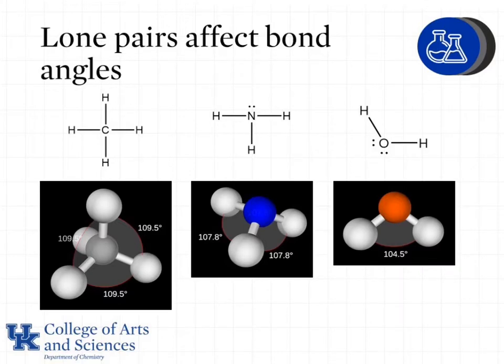When we go to water, which has 2 lone pairs on its central atom, we still have our tetrahedral geometry because we have 4 groups, but now our bond angle is compressed even further to about 104.5 because there are 2 lone pairs which are repelling each other as well as repelling the bonding groups.